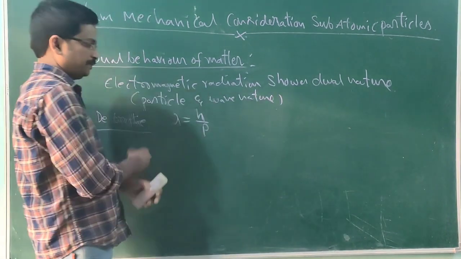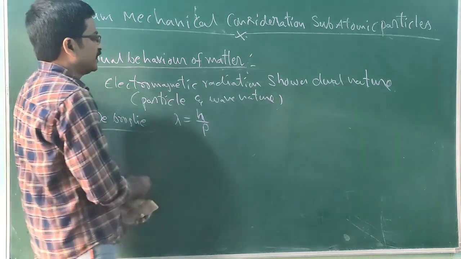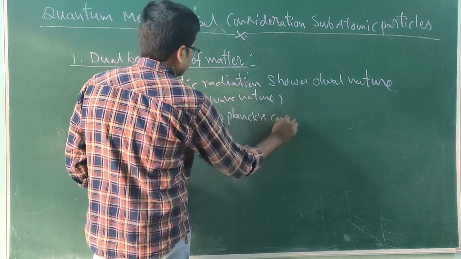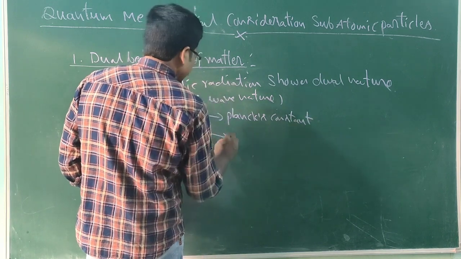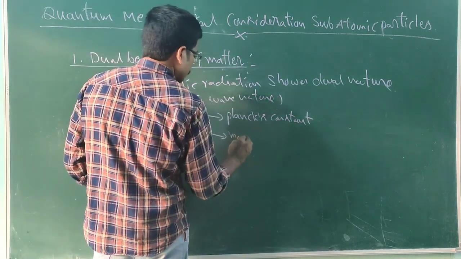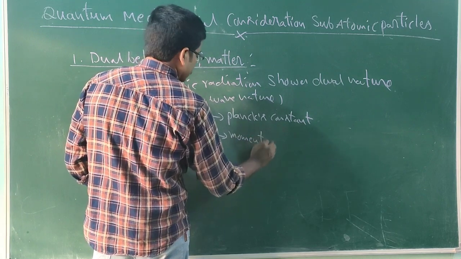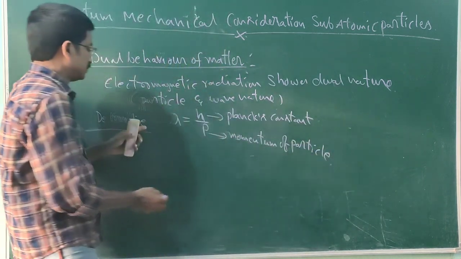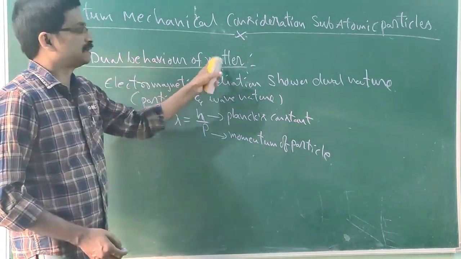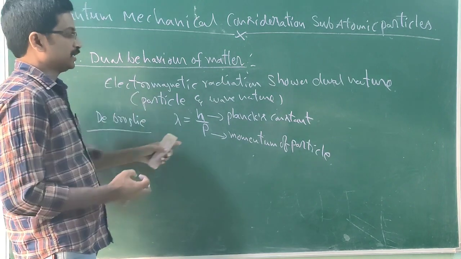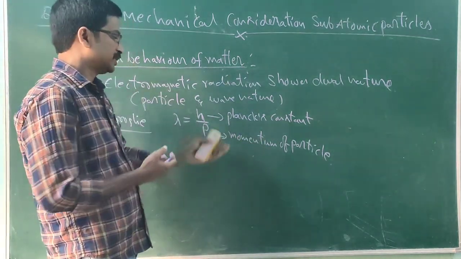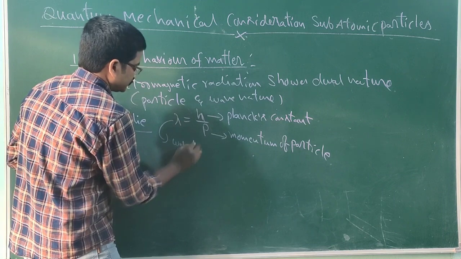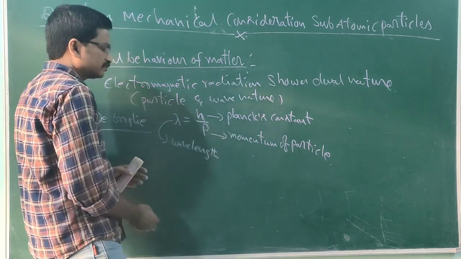Lambda is equal to h by p. What is the meaning of these terms? h means Planck's constant. p is the momentum of the particle, because this principle for dual behavior of matter applies to mass containing particles, which have momentum. Lambda means wavelength.